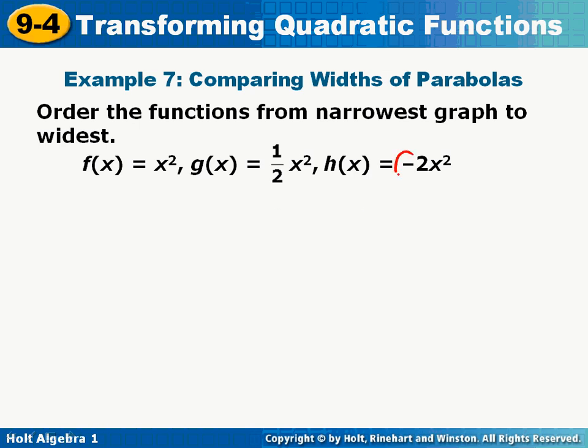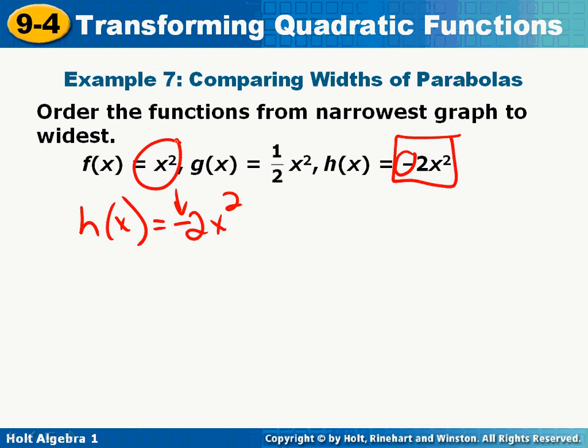Remember, the negative is not going to make a difference with the narrowness of the graph of the parabola. So we need to start with the largest number. So h of x is going to be the most narrow with negative 2x squared. Now we know that the negative means it goes down, but that doesn't affect anything as far as the narrowness is concerned.